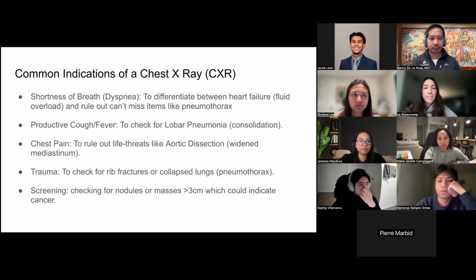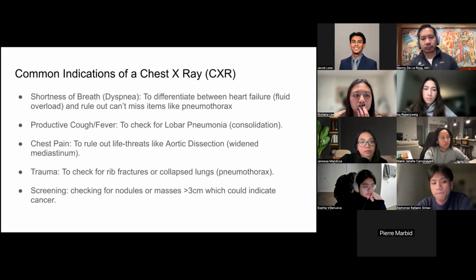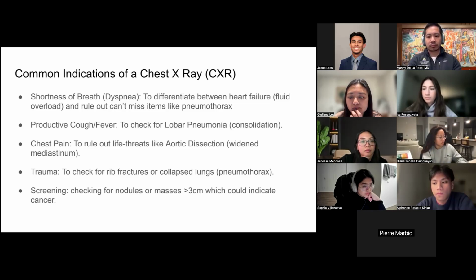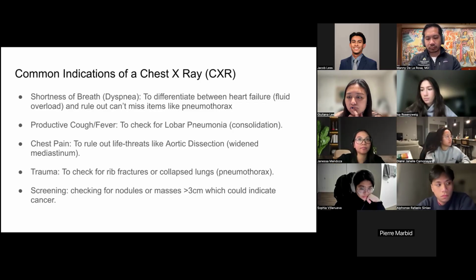Of course, X-ray looks a lot at the lung field. So one of the biggest things that you could be evaluating for is shortness of breath, or dyspnea, which has different causes in itself. It could evaluate for heart failure with fluid overload causing that shortness of breath, or something like a pneumothorax, a collapsed lung, also causing shortness of breath. If someone's coming in with productive cough or fever, you want to look for lobar pneumonia or some sort of infiltrative pneumonia, possibly other consolidation.